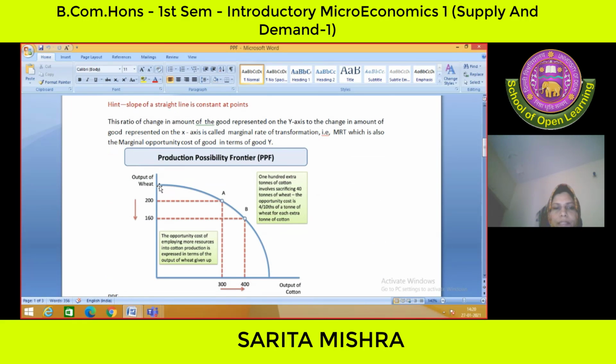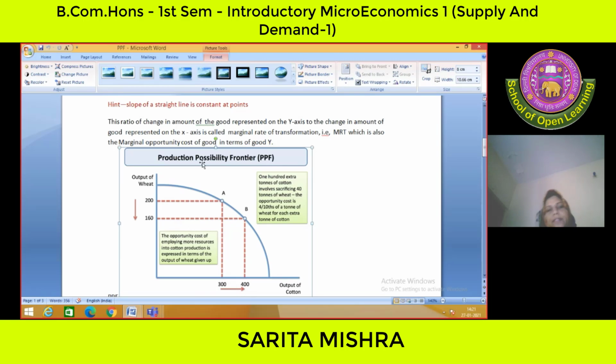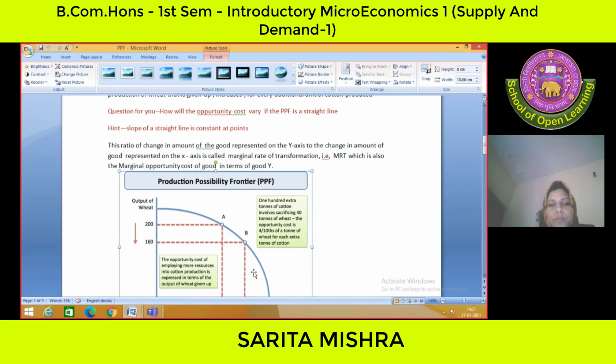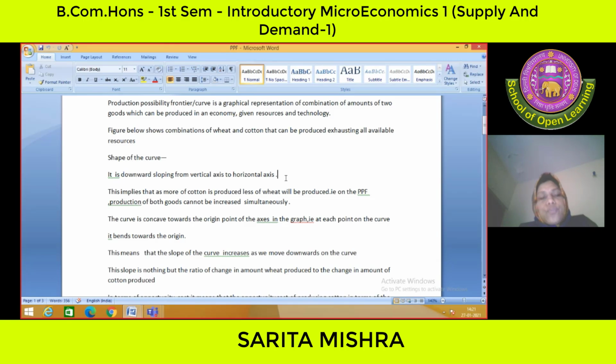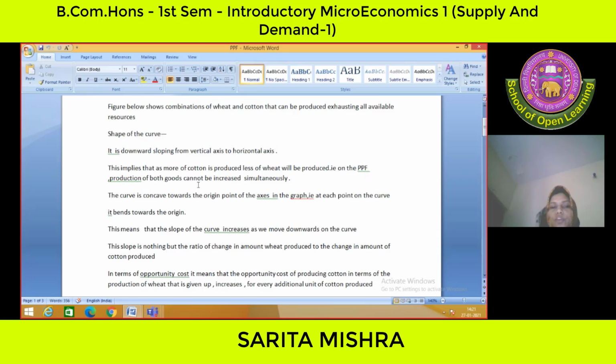On the production possibility curve means this line from here to here. So all these points from here to here are on the production possibility curve. And this point here is inside the production possibility curve. And this point here is outside the production possibility curve. So all the points on the production possibility curve will have this property that if you increase the amount of one commodity which is represented on the horizontal axis, then you have to reduce the amount of the other commodity which is being represented on the vertical axis. So this implies that as more cotton is produced, less wheat will be produced on the PPF.